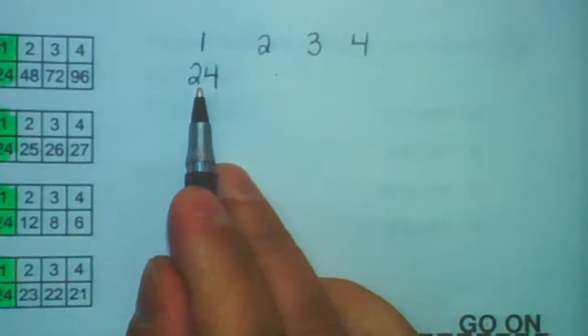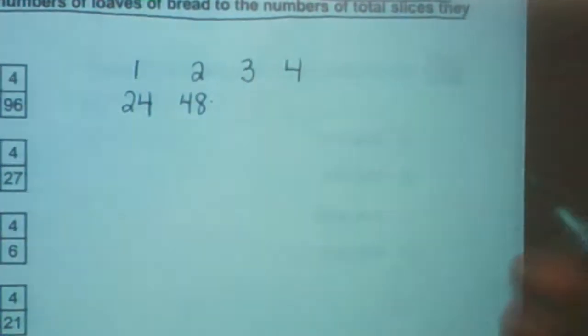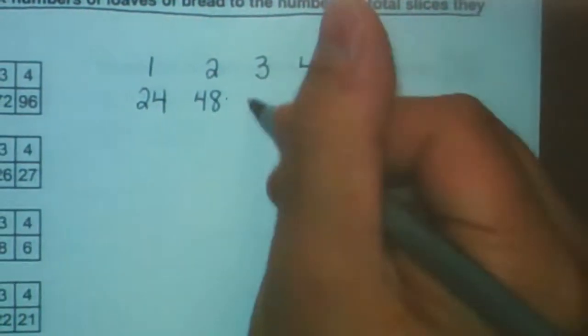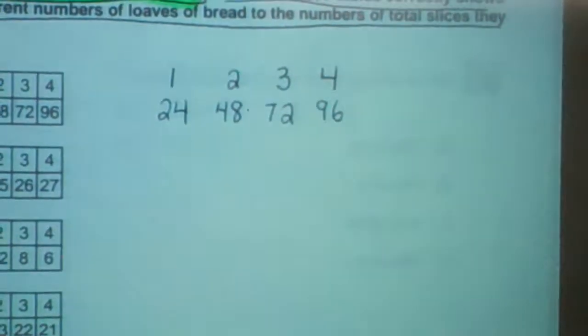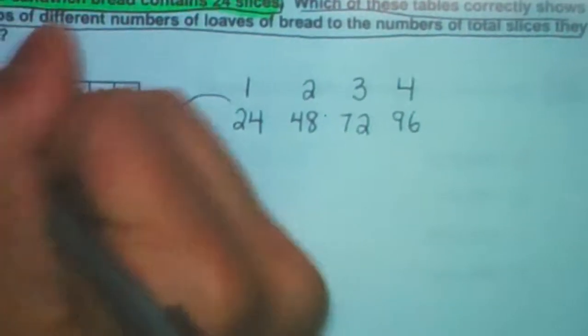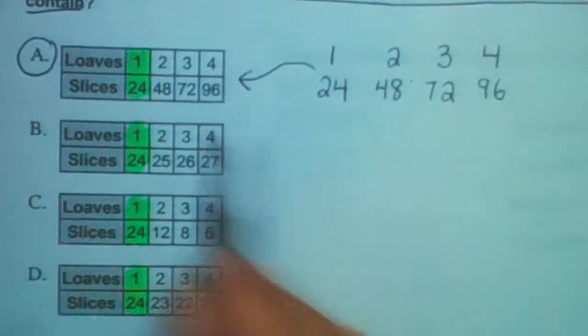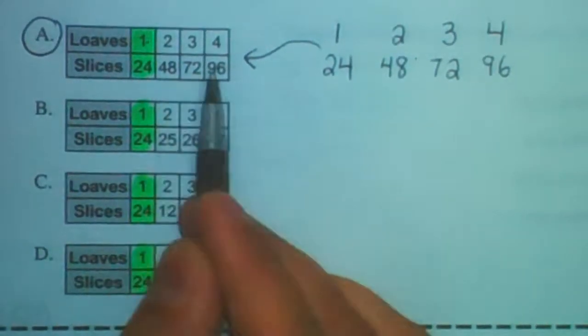And if I roll my 24s, 24, then what comes next is 48. And if I keep rolling my 24s, I will get 72, 96, which looks exactly like choice A. You find your reduced ratio, and then you find your multiples on the way up.